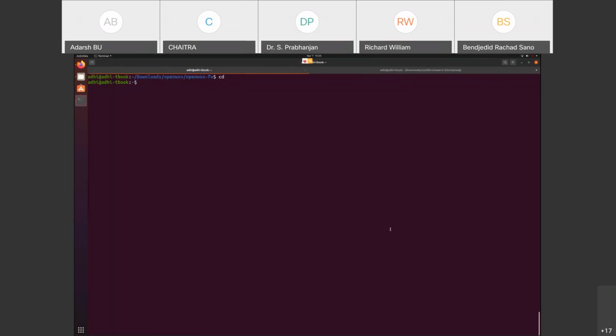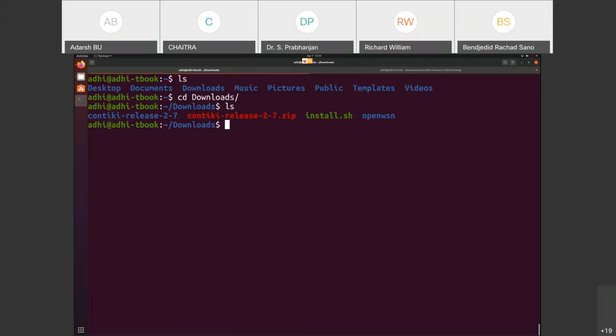Those who are good with Linux, I hope you are able to see my terminal as well. In Instant Contiki, I'm not sure where you all cloned it, but wherever it is, you must be able to see a folder called OpenWSN. Just search for a folder called OpenWSN with ls. It could be in your home folder. OpenWSN is an operating system. I hope everyone has this folder.